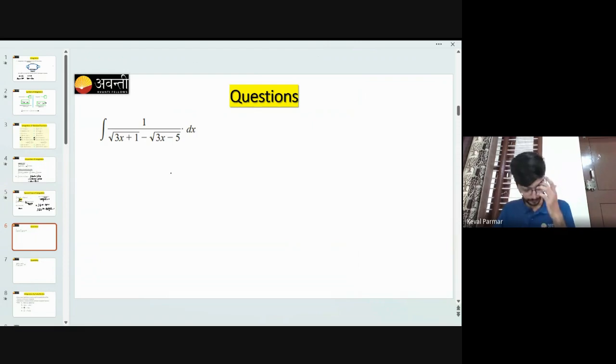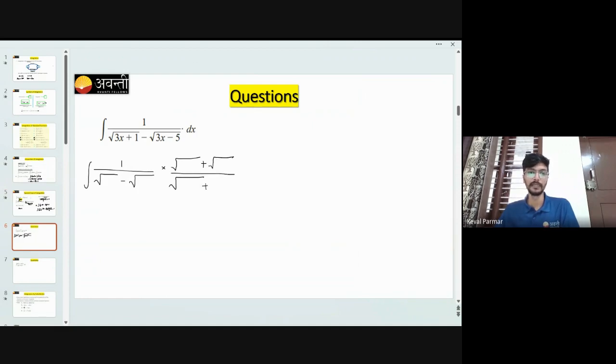Let's see a few questions. The rules are simple. Here, for example, we have a square root. So what do we do in place of a square root? We rationalize. It is the same as in limits. So if I try to rationalize 1 upon under root minus under root, I need to multiply by under root plus under root upon under root plus under root. This is my rationalization process. So in the denominator we'll get a minus b into a plus b, which will be a square minus b square. So here the root will be gone.